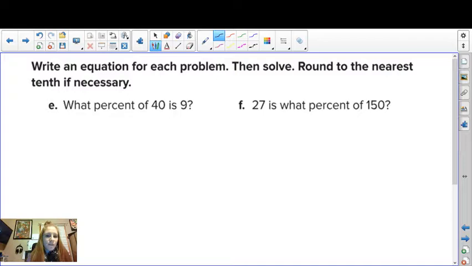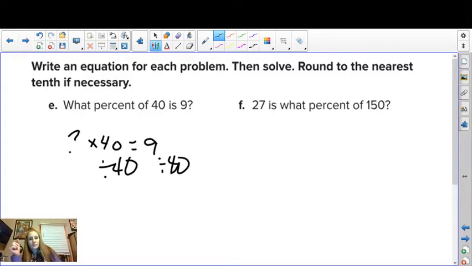All right, what percent of 40 is 9? Even though this sentence is backwards, we can still write it the same way. What percent, so what, of 40 is 9? I don't have to change my sentence around just because my English sentence is written in a different format. I can just do the same thing. So again, I'm going to divide by 40. Need to flip my page because I don't have all the answers memorized. You get 22.5%.